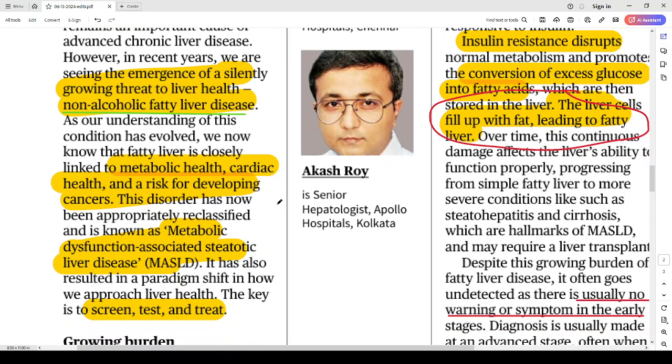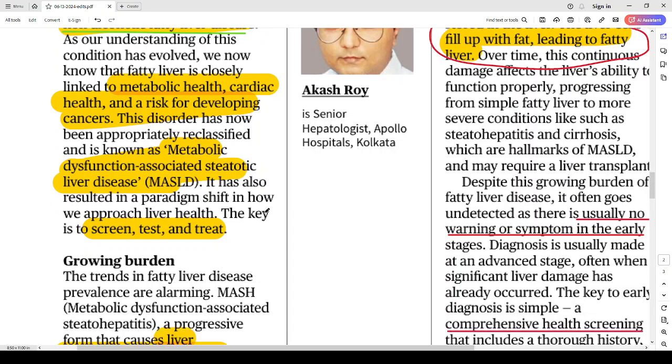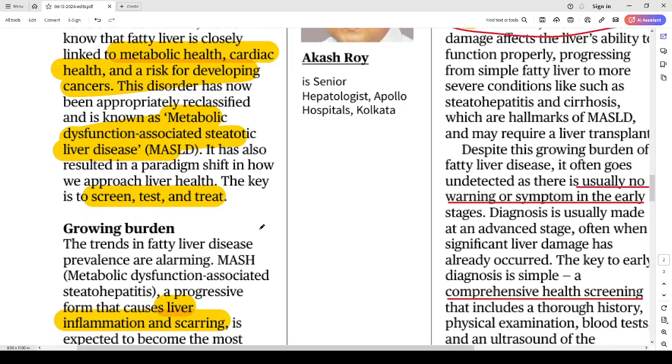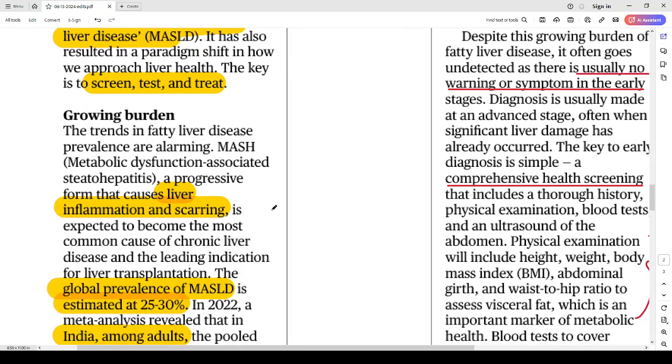So why are we getting this? This is because of many issues like metabolic health and cardiac health, which will increase the risk of developing cancers. Now there is a separate classification they made for this kind of liver disease, called metabolic dysfunction associated steatotic liver disease. So this is related to metabolism. It's non-alcoholic, remember. So what they have to do is screen, test, and treat. They're saying that the burden is growing.